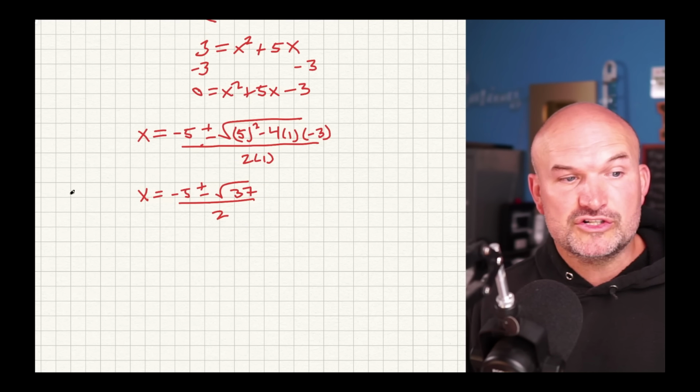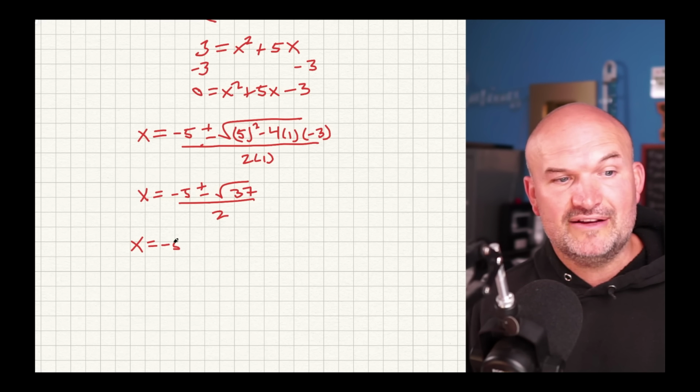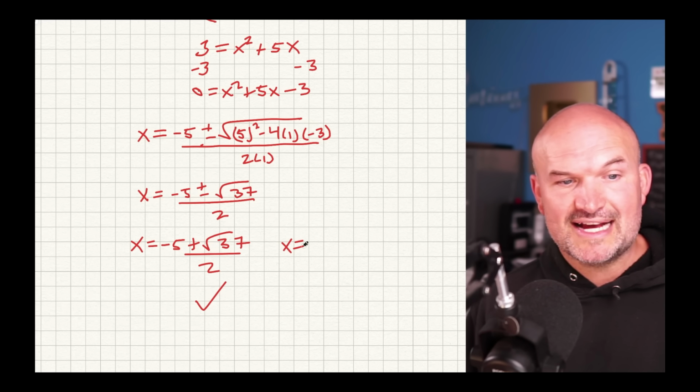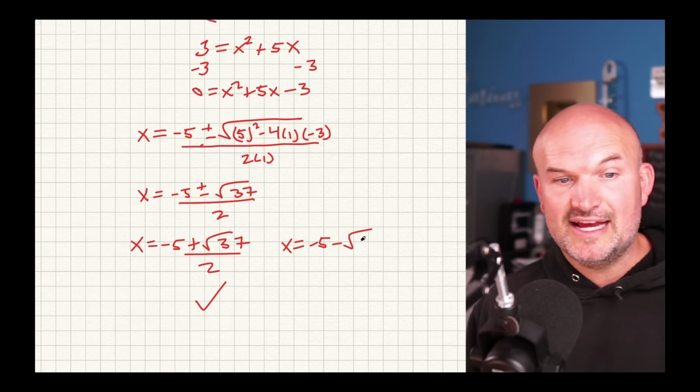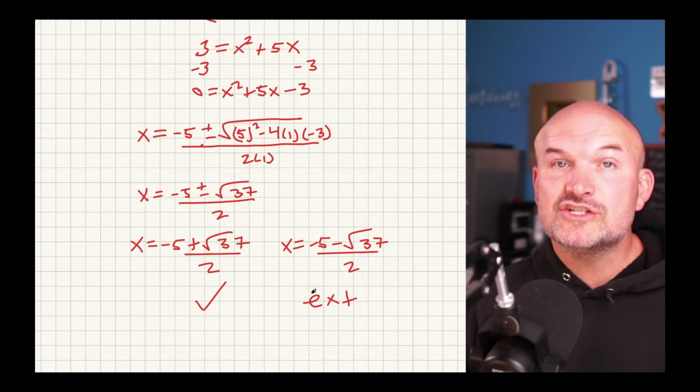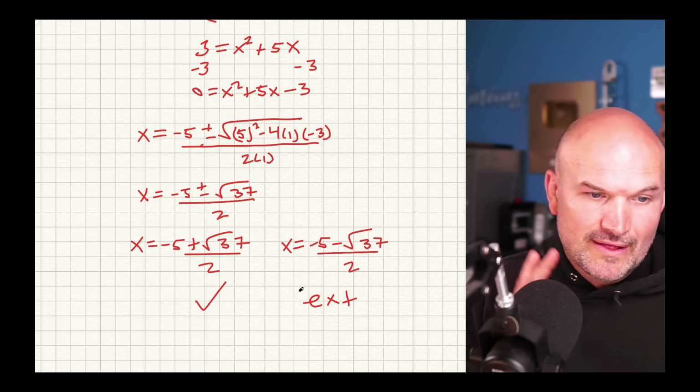So the positive version of this, x equals negative 5 plus square root of 37 divided by 2, that is going to be our solution. Whereas x equals negative 5 minus square root of 37 divided by 2, that is going to be our extraneous solution. So there you go, ladies and gentlemen.